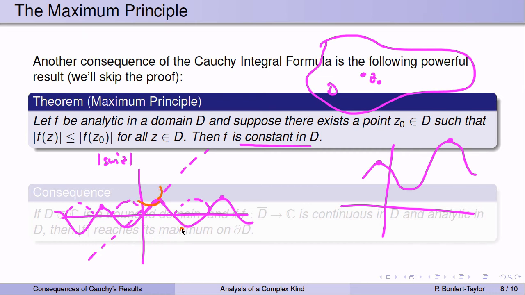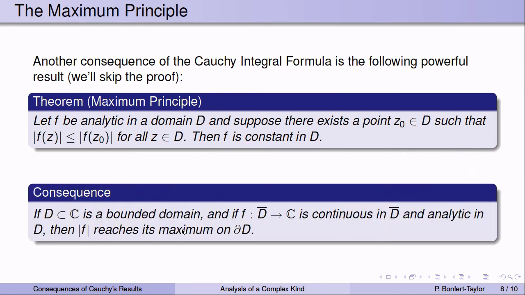And that is indeed the case. Here's a consequence. Suppose D is a bounded domain and f is a function that's continuous in D including its boundary and analytic in D. Then the absolute value of f reaches its maximum on the boundary. So here's this D, and f is analytic in D, but still continuous on the boundary. We know since D is a bounded domain and f is continuous on the boundary and the domain itself, that f must have a maximum somewhere. It can't occur on the inside, so it has to occur on the boundary.